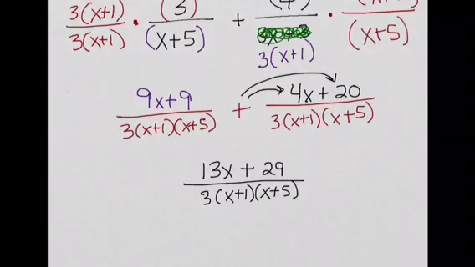Now I need to see if I can simplify this fraction. 13 and 9 happen to both be prime. They have nothing in common, and there are no x's in common. There is nothing that I could factor out of the top to cancel with the bottom. So this is actually my final answer.